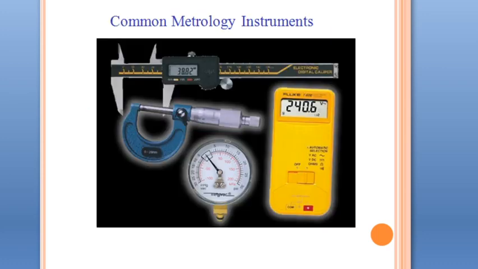These are the common metrology instruments used. This one is a dial gauge or comparator. This one is a micrometer for measuring the external dimensions. This one is a vernier caliper, which is used to measure external dimension, internal dimension and also the depth. This one is a multimeter.